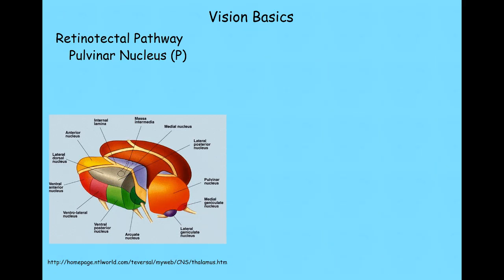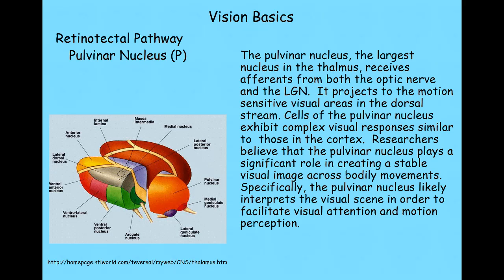What about that parvolinear nucleus? Well, the parvolinear nucleus is the largest nucleus in the thalamus. It receives afferents from both the optic nerve and the lateral geniculate nucleus. It projects to the motion-sensitive areas in the dorsal stream, and cells in the parvolinear nucleus exhibit complex visual responses similar to those in the cortex.